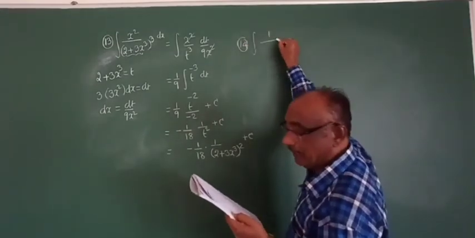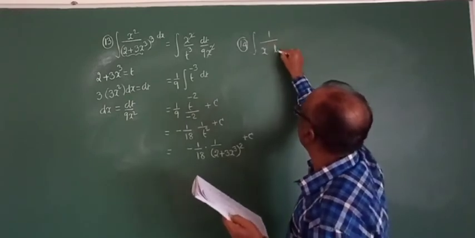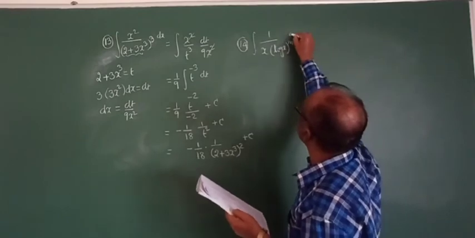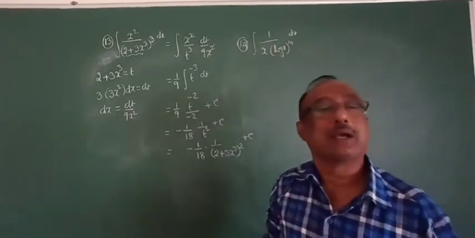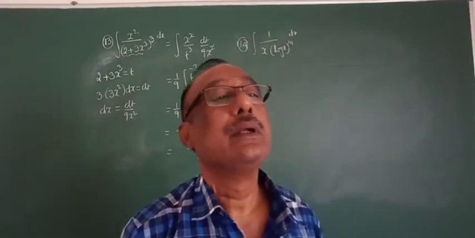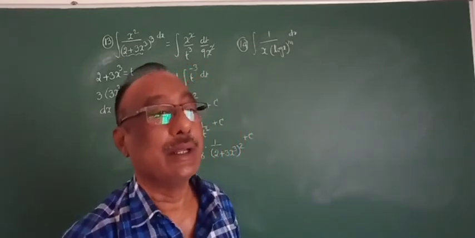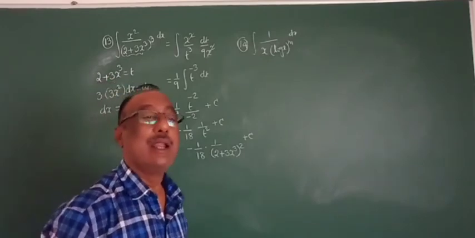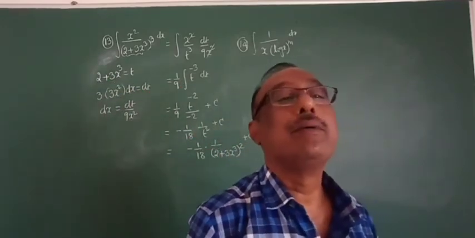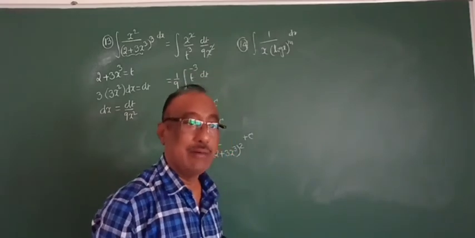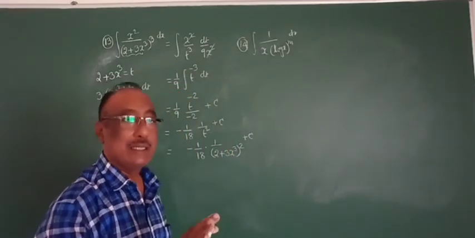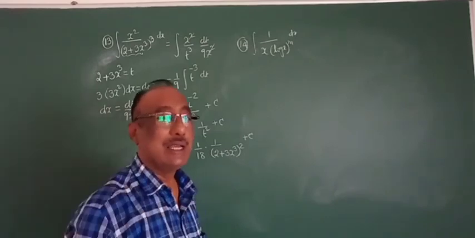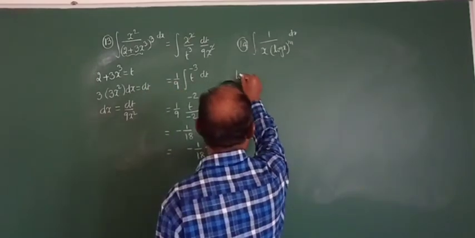Integral of 1 by x into log x power of m into dx. x derivative is not log x. Log x derivative is 1 by x. Therefore, let log x be t. Right, log x let it be t.